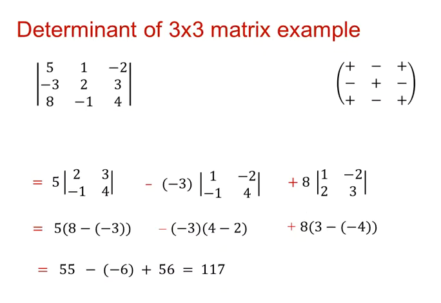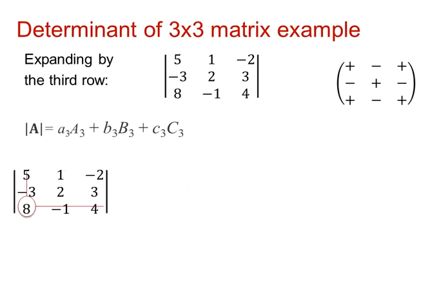Here you can see it written out rather more neatly. You may wish to pause the video here and check this through carefully for yourselves. We could have found the determinant by expanding any other row or column. So for example, let's double check our result by expanding by the third row.